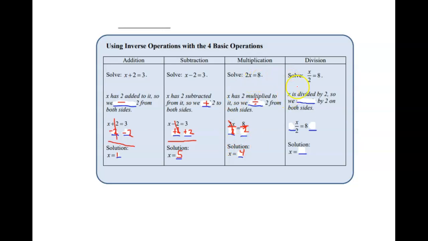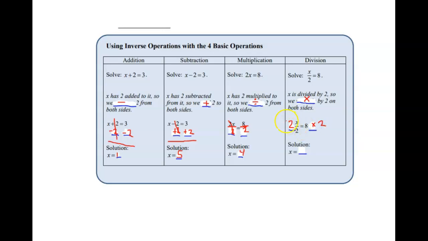All right, last one. It says solve x divided by 2 equals 8. Well, I see division, so I'm going to do the inverse of that, which is multiplication, inverse operations. Okay, so I am going to multiply by 2 on both sides. So on both sides, I am going to multiply each side by 2. So I'll write my 2 here, okay? And I'll write times 2 over here.